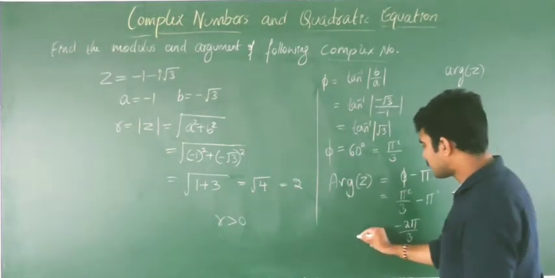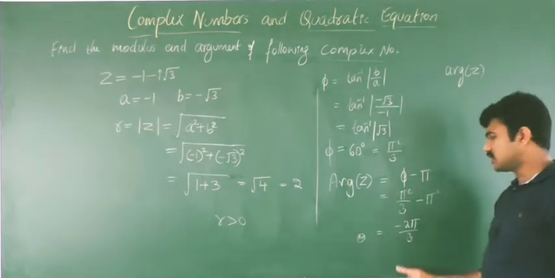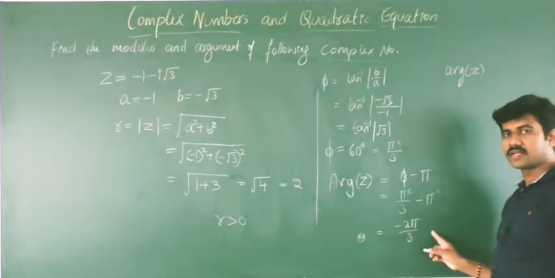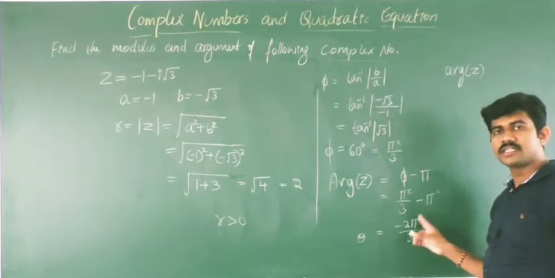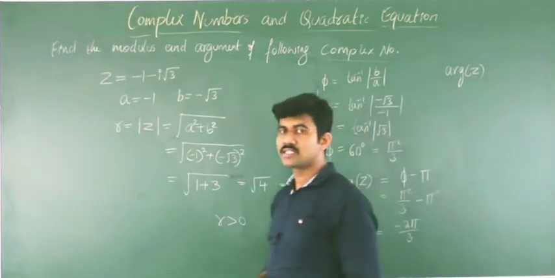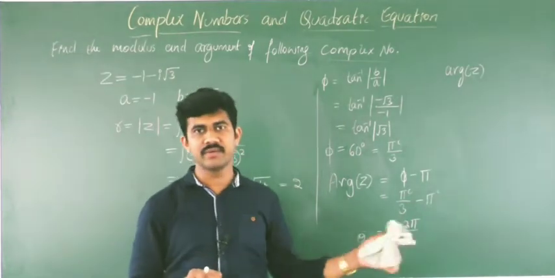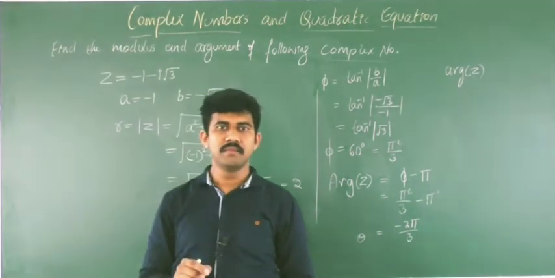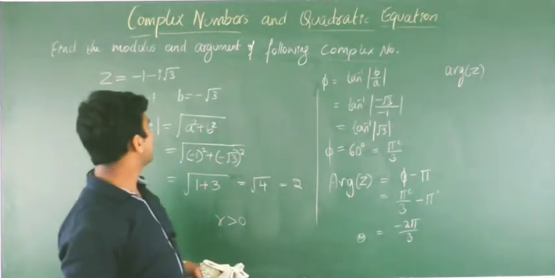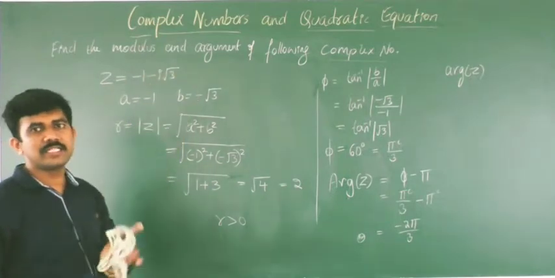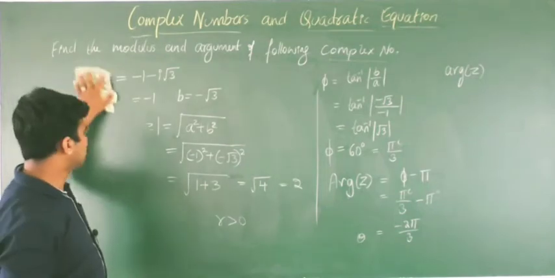Okay, so this is the value of theta. You write this one as theta only. Or argument of z is nothing but minus 2 pi by 3. Okay, this is the argument. Since it is negative, it is measured in the clockwise direction. When you measure in the clockwise direction, you get a negative angle, right? So here you got negative angle minus 2 pi by 3 because it lies in the third quadrant. So likewise you can find the modulus and argument of a given complex number. Now we'll see the next question.